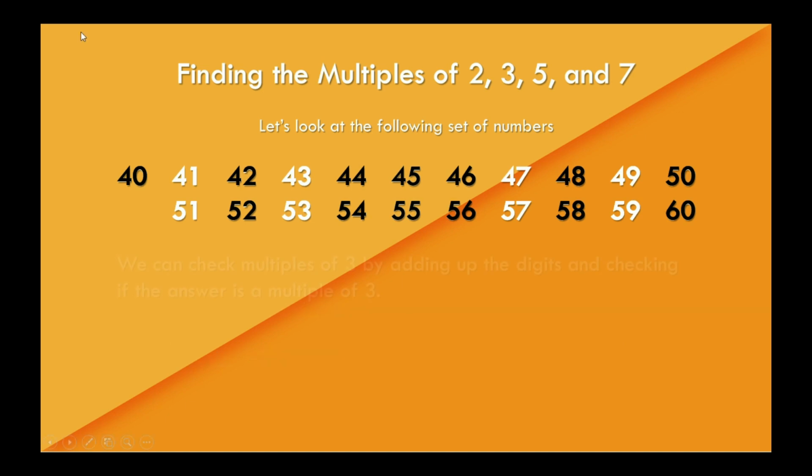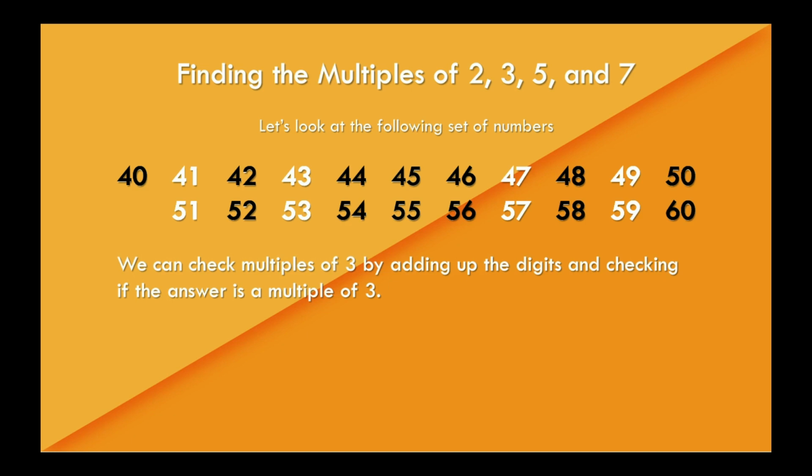We can check if a number is a multiple of 3 by adding the digits up. If the final answer we get is in the table of 3, then the original number is also in the table of 3. We can do this for our remaining digits. For 41, we have 4 plus 1, which gives us 5. That's not in the table of 3, so that means we can leave it for now. The same happens with 43, 47, and 49.